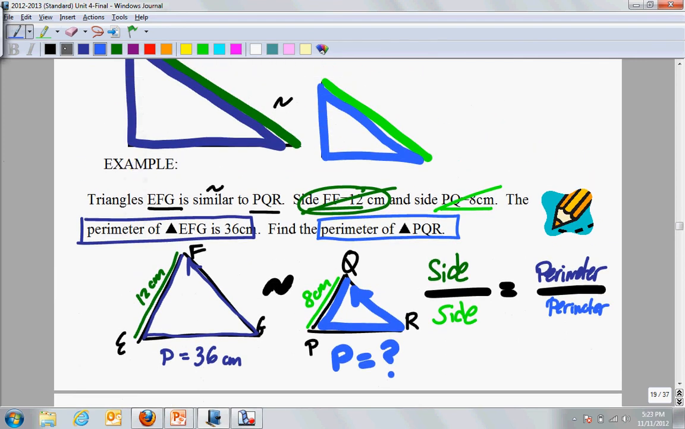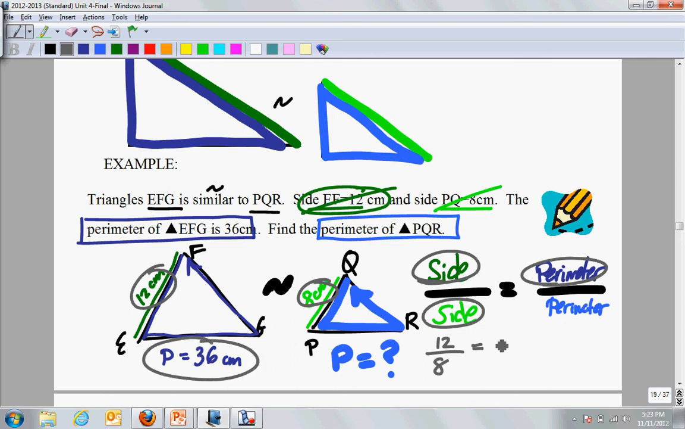So now we can do circle, plug, chug. Circle side. We're going to pick up this side. It's 12, over circle side, pick up this side, it's 8, equals circle perimeter, back to the left, perimeter, 36 over unknown perimeter, x. Cross multiply and solve for x.